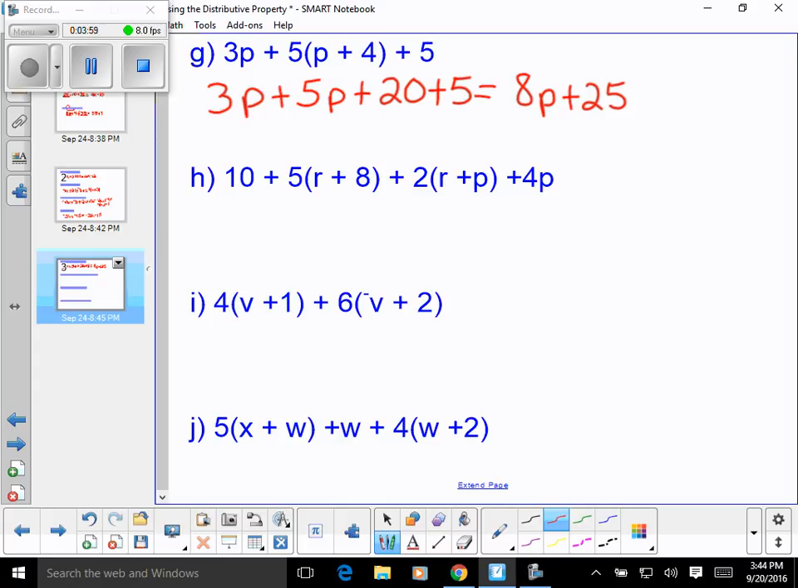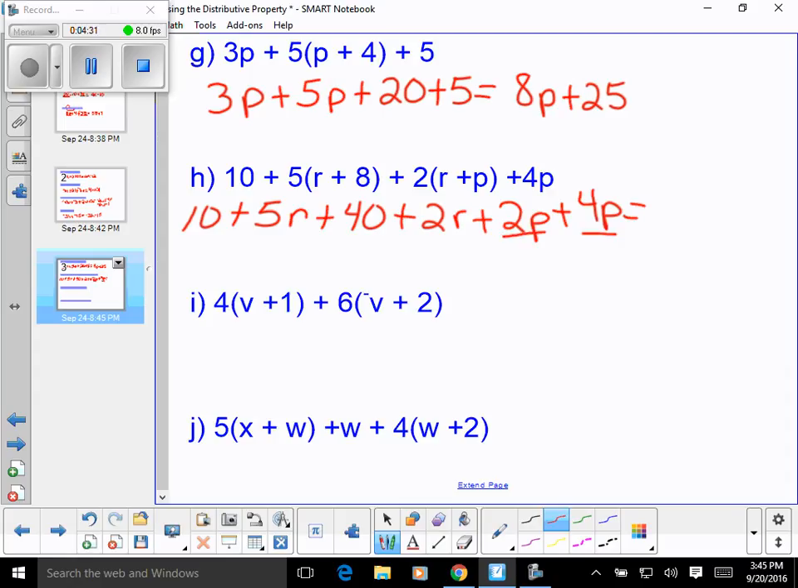H, I, and J are very similar to one another, but they're done the very same way we've done up until now, except you have 2 distributions to do before you can simplify. 10 plus 5r plus 40 plus 2r plus 2p plus 4p. Remember that we go in alphabetical order. So I'm going to deal with these 2p plus the 4p. That will be 6p. Then I'm going to work with the r's. So 5r plus 2r is 7r. And the last thing I work with are my whole numbers, or my constants, which would give me plus 50.